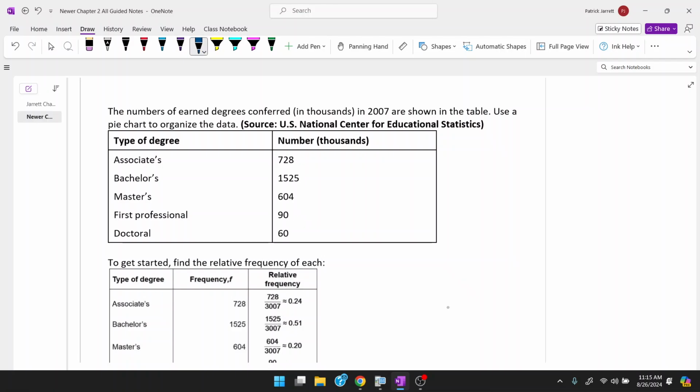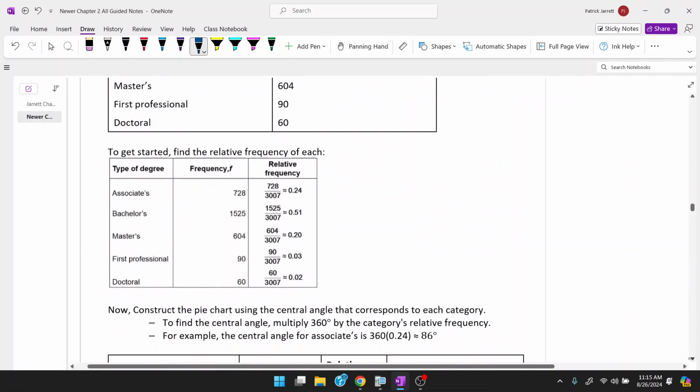So basically, we find the relative frequency. We have to add up the grand total. In this case, it's 3,007. Now, I'm not a big fan of this example because 3,007 is an oddball number. The example that we're going to have is going to be a nice terminating decimal. You'll see what I mean by that. So what happens here is we find the relative frequency. Now, we notice that bachelor's is going to have the highest slice of the pie.